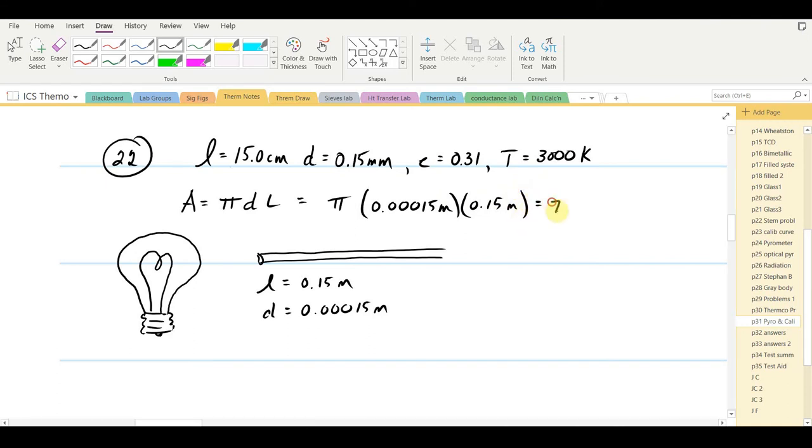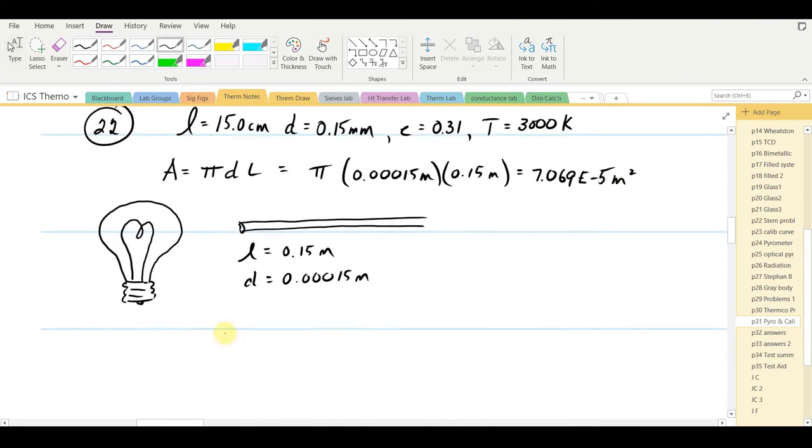I get 7.069 times 10 to the minus 5. And that unit would be square meters. All right, let's put that in our formula. Power equals A E sigma T to the fourth. We have 7.069 times 10 to the minus 5 square meters.